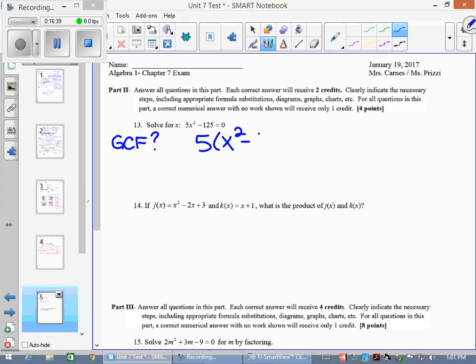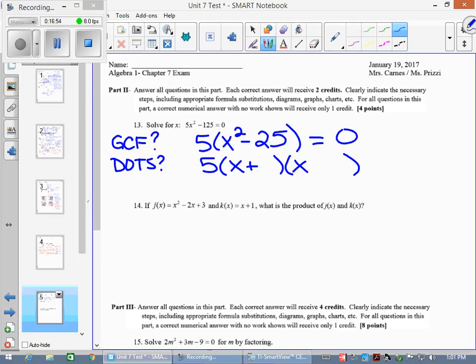Now, there are two terms, so then the next thing I ask myself is, can I go further with DOTS? And I can. x squared breaks down into x times x. 25 breaks down into 5 times 5. Again, with DOTS, you should have 1 plus and 1 minus. I am now fully factored because when I ask myself, is it DOTS again, in this case, it's not. Because this x minus 5 cannot be factored further since the 5 is not a perfect square and the x to the first is not a perfect square.